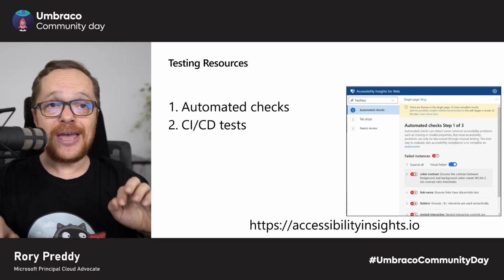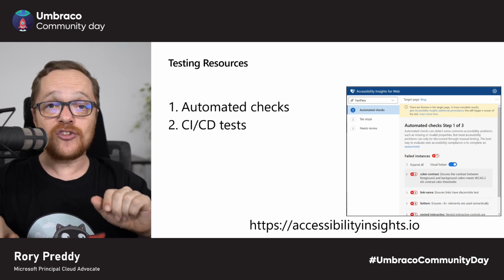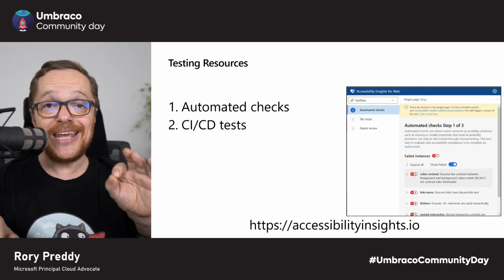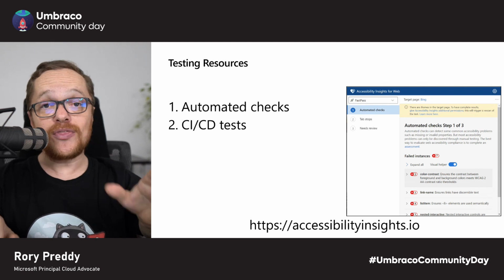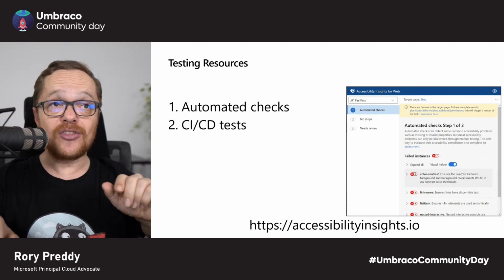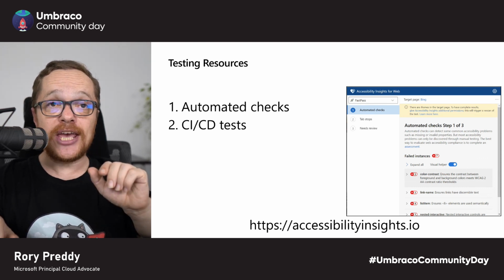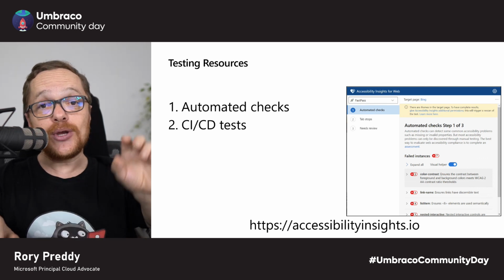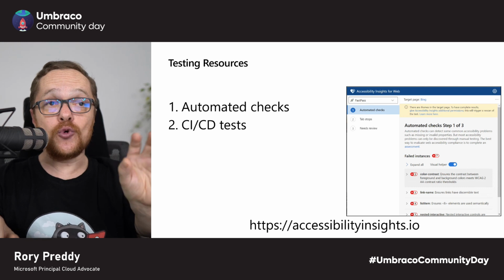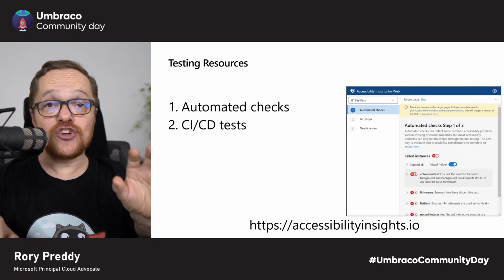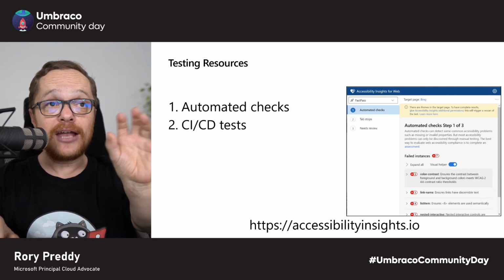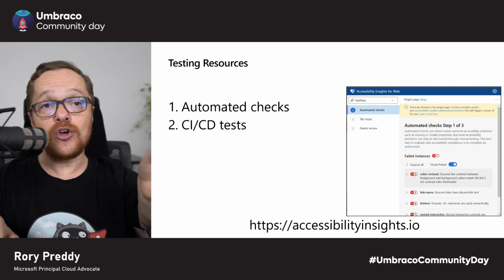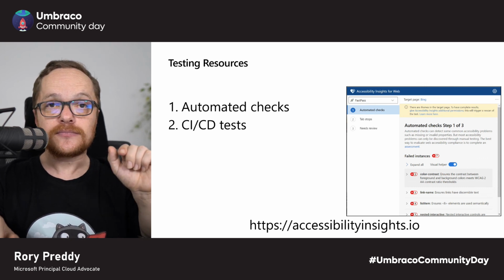So first, there's automated checks. You can go to accessibilityinsights.io. You can download our free Chrome and Edge plugins along with our Windows and Android tool sets there, and it allows you to create automated checks there on your website or on your Windows or Android app. And then you can take that exact same tool and you can run it in GitHub Actions or Azure pipelines, and you can run your CI/CD tests. So you can go to accessibilityinsights.io.